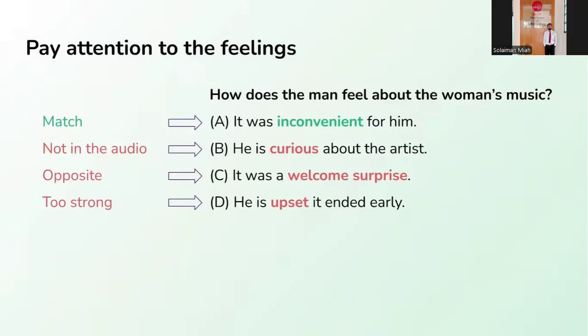It was inconvenient for him, matches both the tone and content of what he says. The other choices introduce ideas that are not in the audio, express the opposite feeling, or are too strong emotionally. For example, being upset would require stronger language or tone than what we hear.